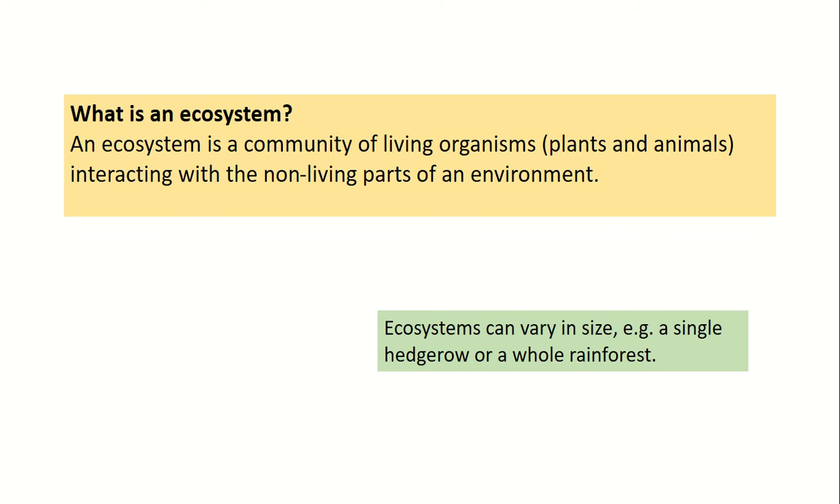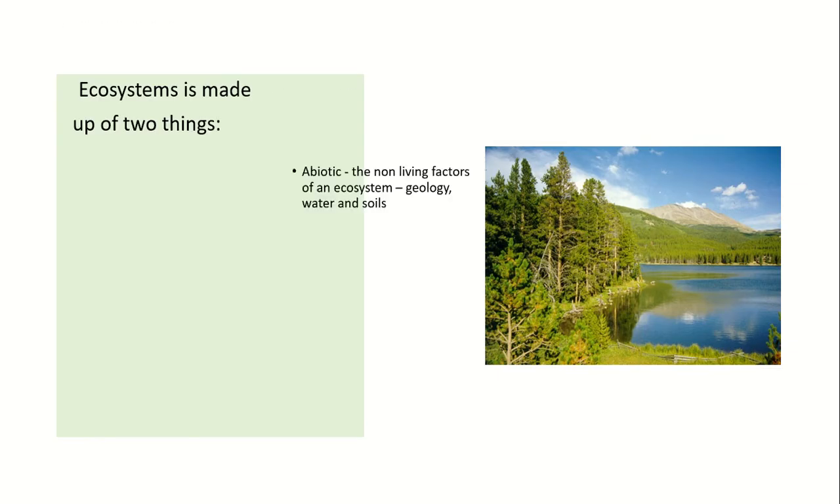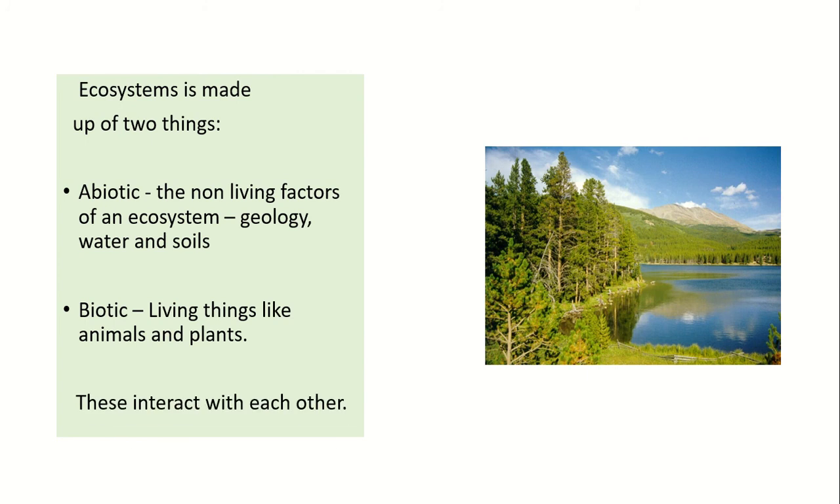So when we were starting this topic, we addressed this definition of something called an ecosystem. And we decided that an ecosystem was a community of living organisms interacting with the non-living parts of an environment. An ecosystem can vary in size from a small hedge right the way to being the larger part of a rainforest. And within that definition, there are two key words there about the living and non-living parts of the ecosystem. And that leads to these two factors here.